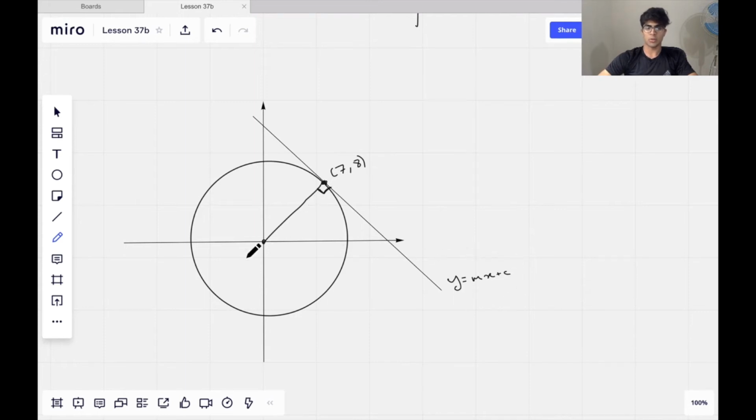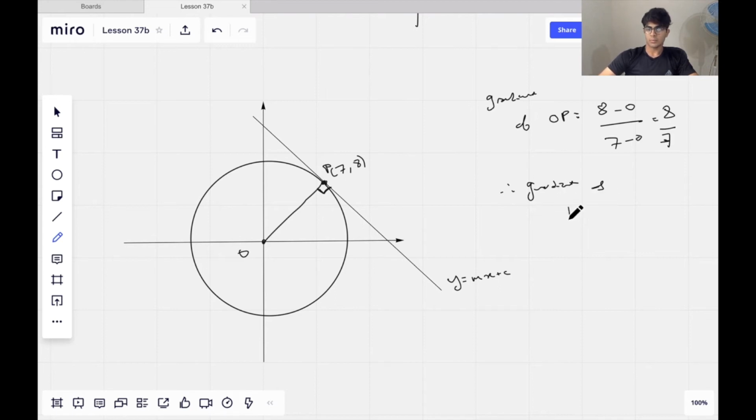So we know that this passes through 0 and 7, 8. So we say, maybe if we label this as OP, that point's P, gradient of OP is equal to, well, change in y over change in x, right? So 8 minus 0 over 7 minus 0, which is 8 over 7. Therefore, gradient of tangent, which is perpendicular, is equal to minus 7 over 8, the negative reciprocal, as we talked about before.